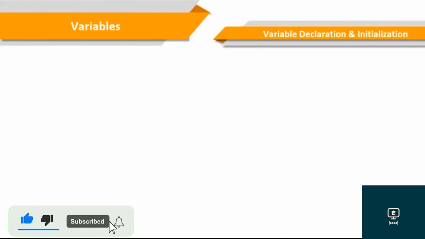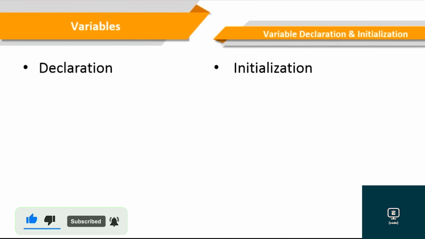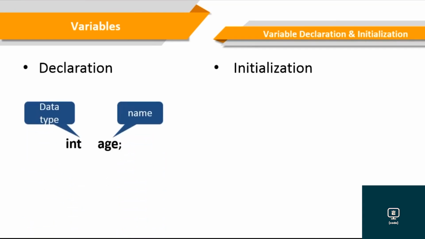So here we have two steps to use a variable in a program. They're called declaration and initialization. In order to declare a variable, you must specify the data type and give a unique name to the variable. So in our example, we declare the variable age with int data type. And of course, we're going to cover data types in the next slides, but just stay with me.